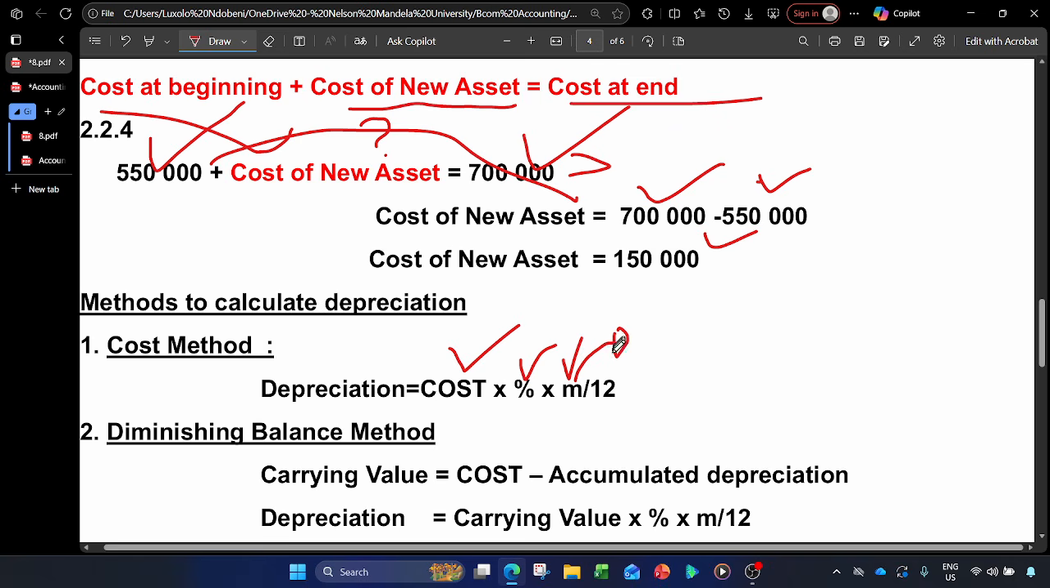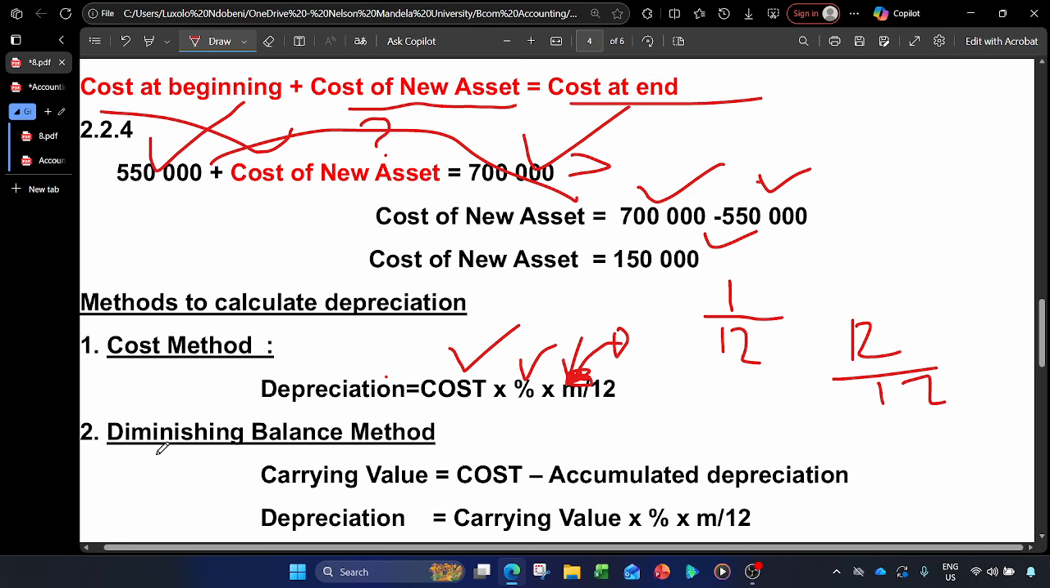Let's say we bought that asset on 1st of June, and our year ends on 30th of June. That means that asset stayed for only 1 month, divided by how many months in a year? 12 months. So those months are the months at which the asset was available for use in the business, right? So please know that. Also, not just new depreciation, an old vehicle that was available from the beginning of the year means that asset stayed for 12 months. How many months in a year? 12 months. So it's 12 over 12.